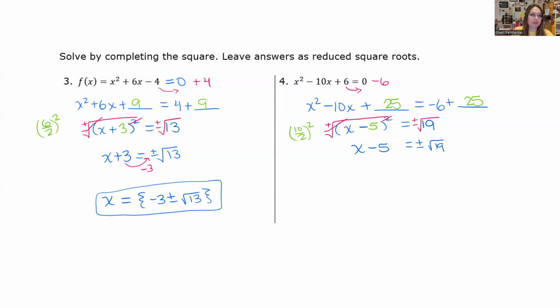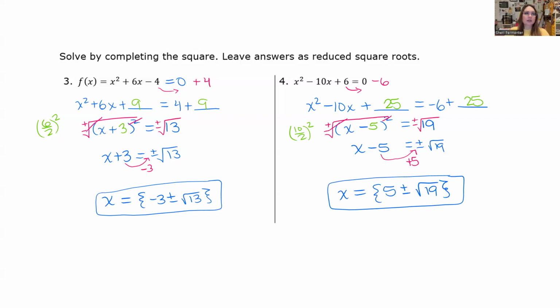X minus 5. To get x by itself, all I need to do is bring over the minus 5 by adding. I'm going to add 5 in front of the square root. So my solution set is 5 plus and minus the square root of 19.